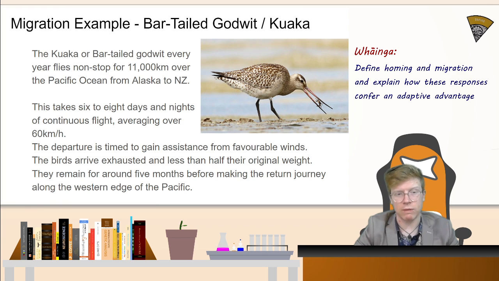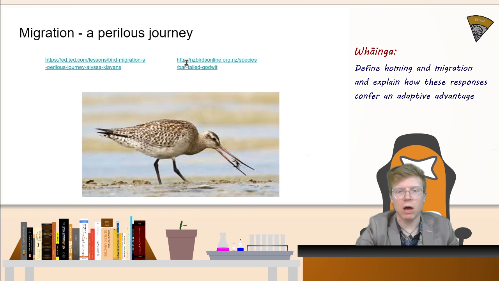I want you to have a little bit of a think about that if you do give them a little bit of a Google. Why would this be an advantageous thing for them to do? There's a couple of beautiful little links here which you can have a look at. A TED lesson on this, and New Zealand Birds Online, a fantastic website, gives lots of detail on our bar-tailed godwit. So please take some time to look at that.